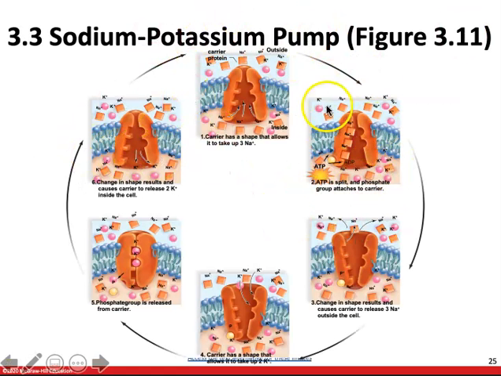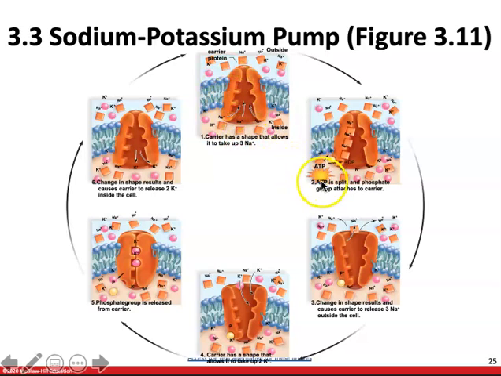Here we have our sodium-potassium carrier protein. It's going to have an initial shape that is designed to allow sodium ions to bind to it. We're going to bind 3 sodium ions to it.